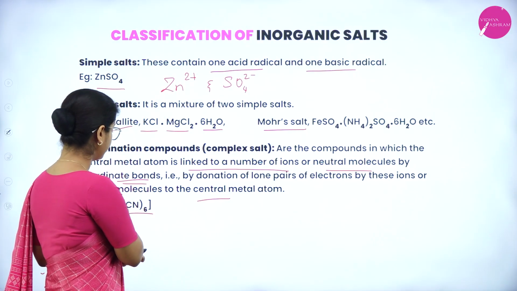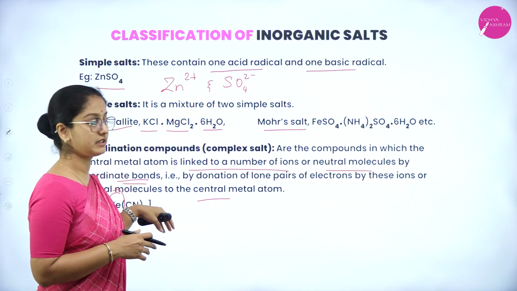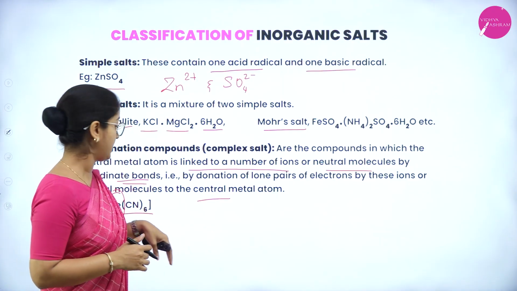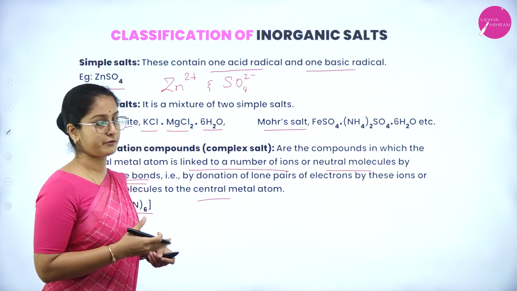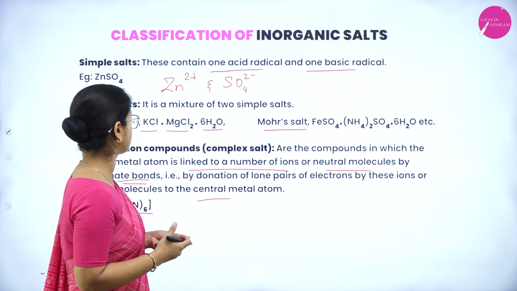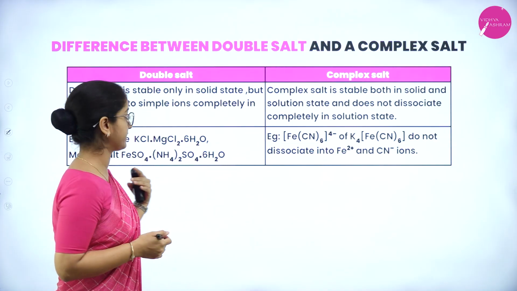So here iron is the central metal atom where the CN groups are donating the lone pair of electrons to the iron, and then the counter ion is potassium. So this can be an example for the coordination compounds. So next, let us see what are the differences between double salt and a complex salt.